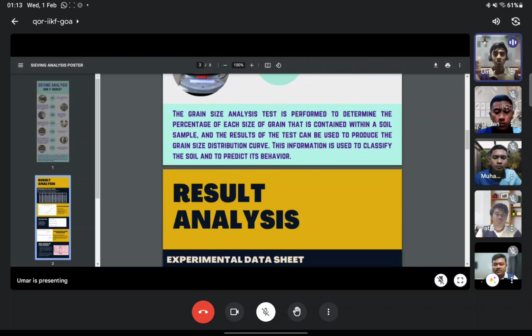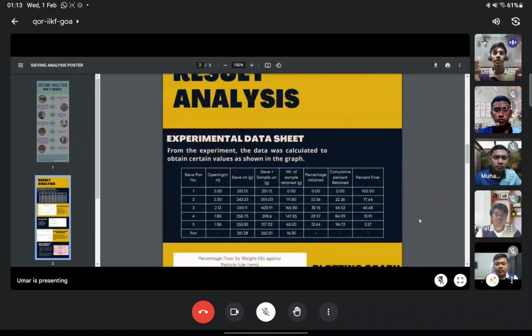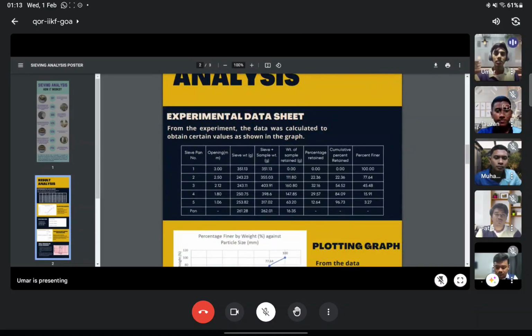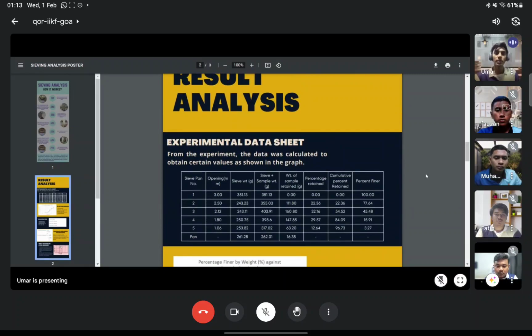Okay, thank you. For my part, I will discuss the result analysis. The first one is after we get the result from the experiment, we prepare all the data into one experimental data sheet, which has subjects such as percentage retained, cumulative percent retained, and percent finer, all calculated from our sieve weight and sieve with the samples after we have done the sieving.